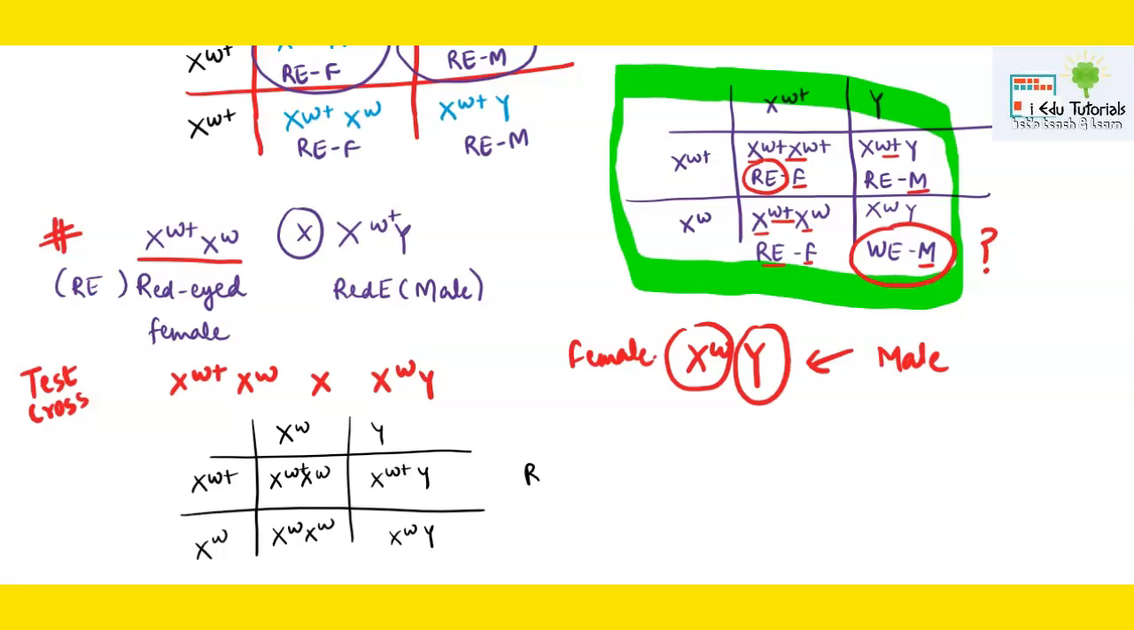So red-eyed individuals were 2 in number and white-eyed individuals were also 2 in number. So if we simplify 2:2, it will become 1:1. A 1:1 ratio in the test cross always signifies that the F1 is heterozygous. That means Morgan estimated the right thing.